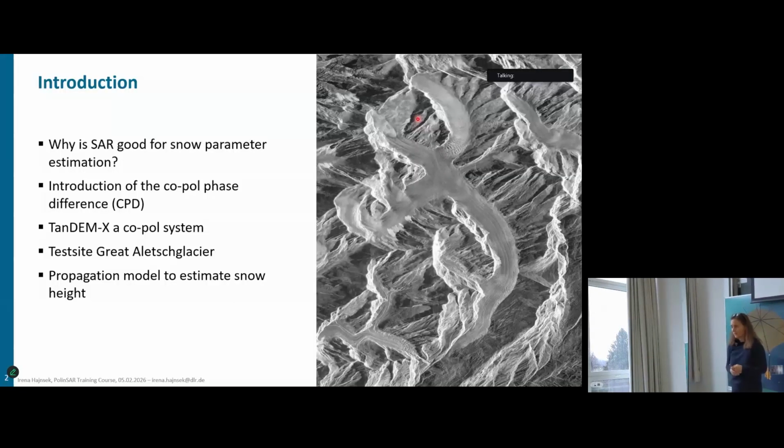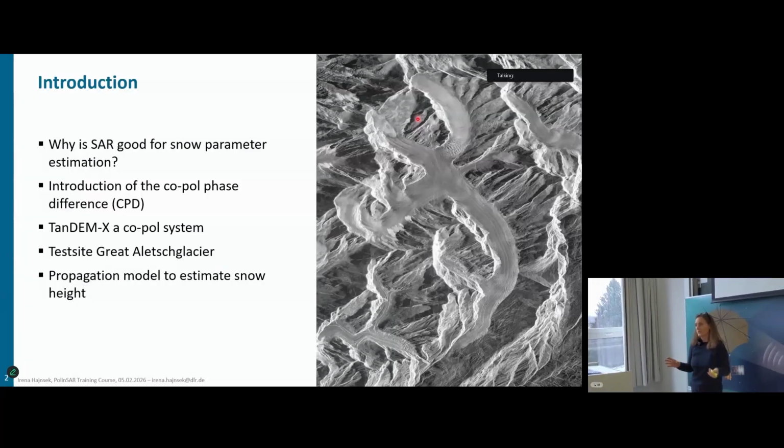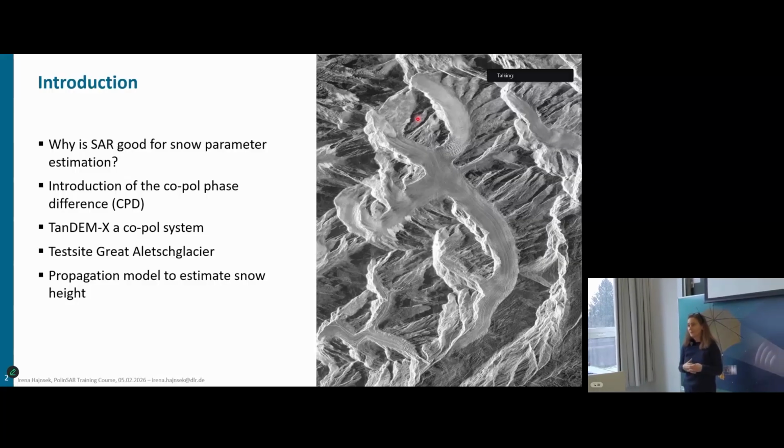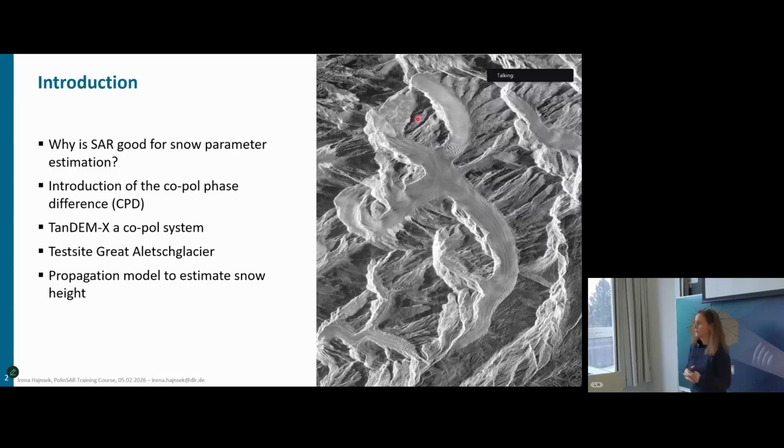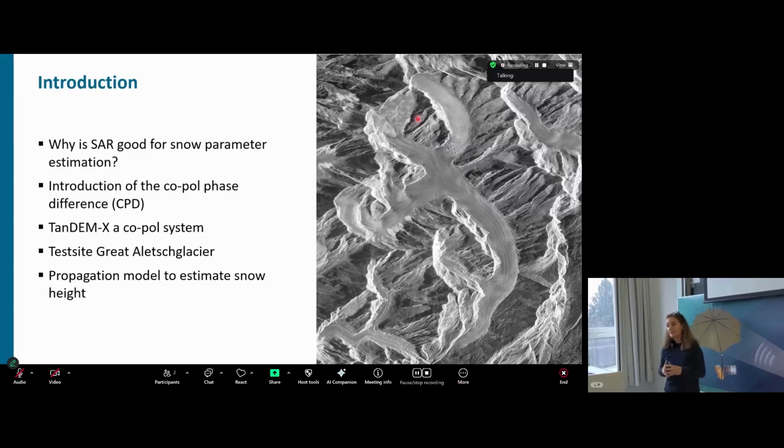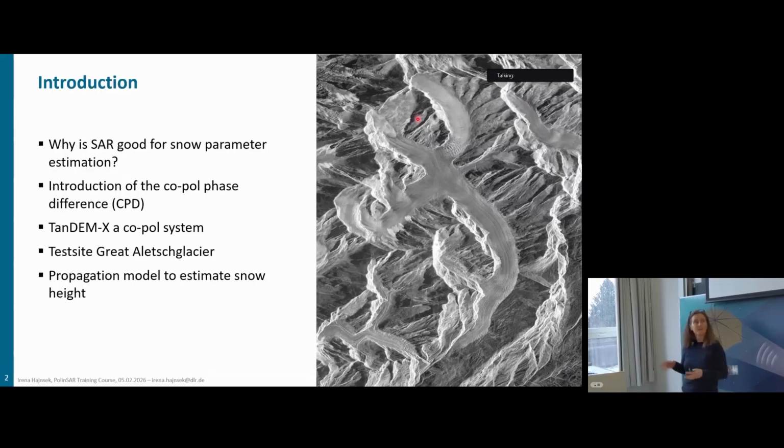So my lecture, or my course here, is focused on why SAR is good for snow parameter estimation. I will introduce what is called the copol phase difference, which I call CPD. So you will see it quite often in the slides. I'm using TanDEM-X data in this, which is a copol system. And I'm focusing on the Aletsch Glacier.